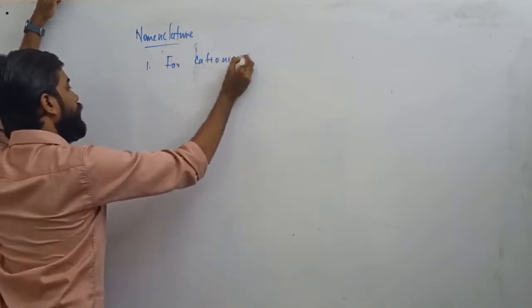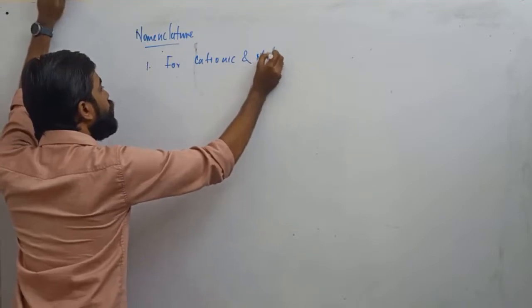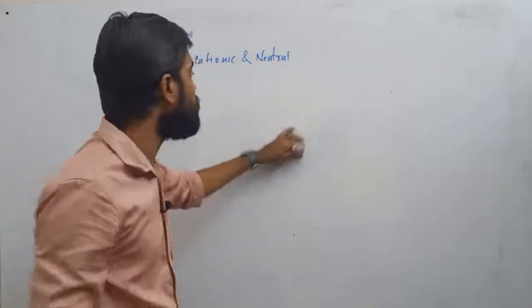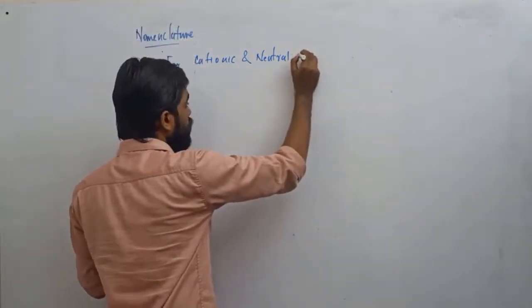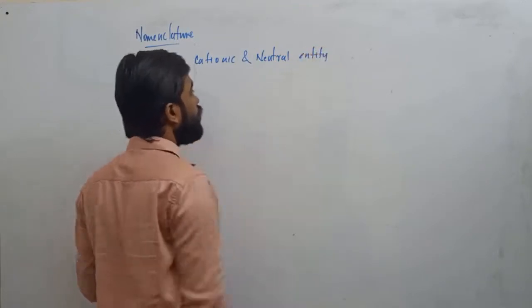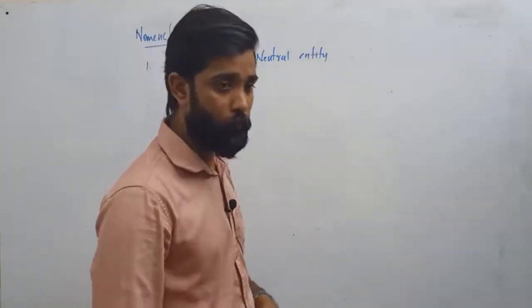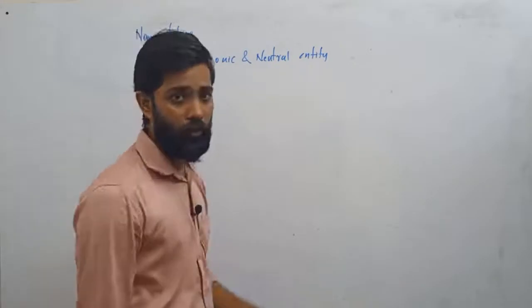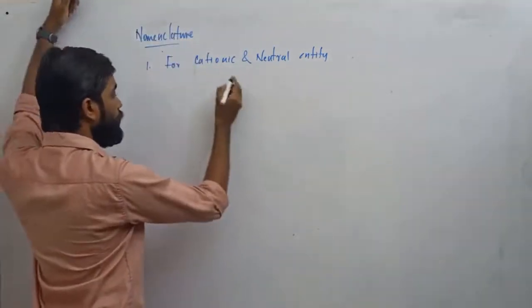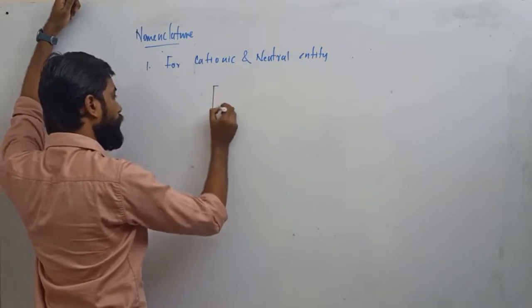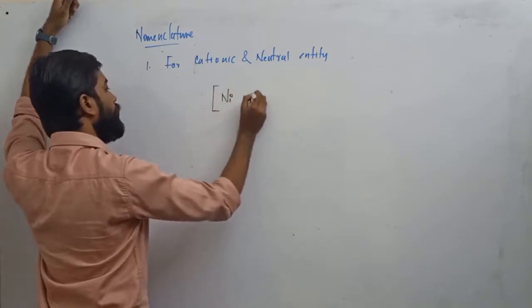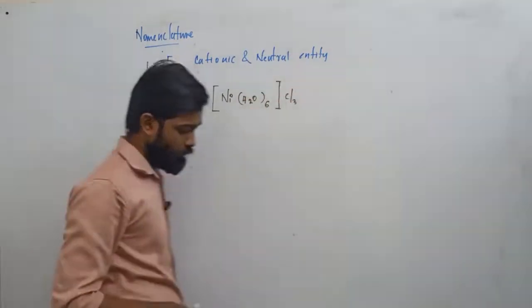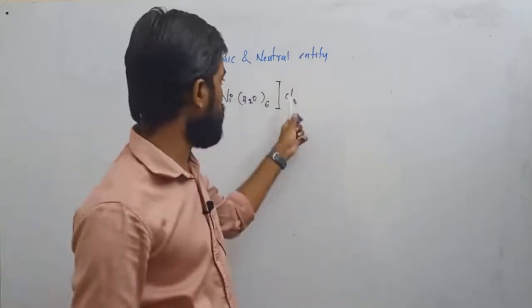The first nomenclature is for cationic and neutral entities. If your complex is cationic, and you know how to identify whether a complex is cationic or not, or neutral, then how can you write or find the nomenclature? Let's discuss a molecule with a cationic entity, Ni(H2O)6 Cl3. Whether it is cationic or anionic? Cationic, no doubt, because the counterion is an anion, right?